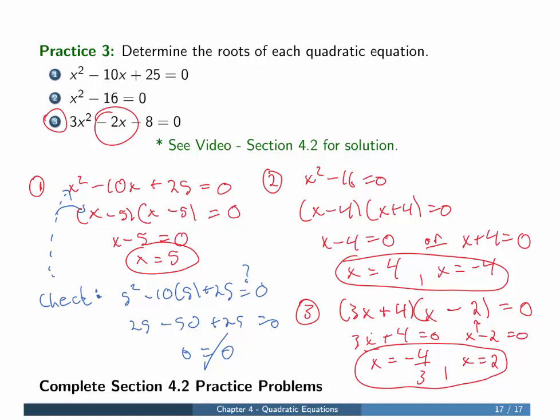Now, you might be thinking, what if I can't factor it? What if it's actually just impossible to guess the factors? For instance, what if these are decimals or fractions, some ugly set? Not to worry, we're going to come up with a formula that will answer all of these, no matter what. It's a longer formula, but when in doubt, you're going to use it. But before we do that, I'm going to show you another technique of factoring by completing the square that's useful in many applications. So do the practice problems and then move on to the next section.